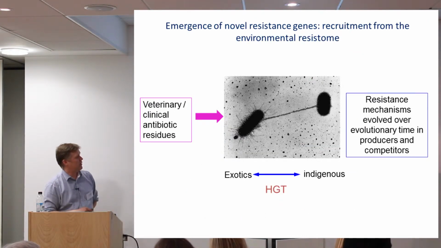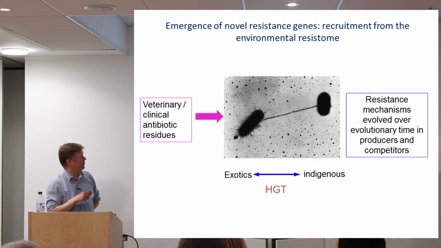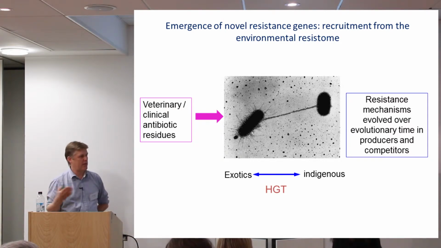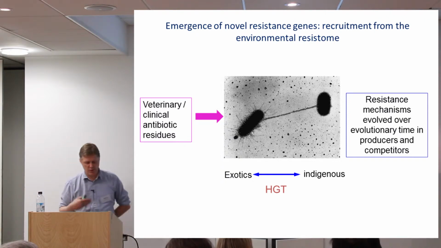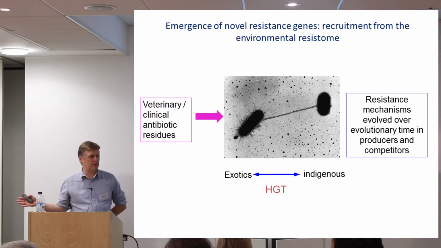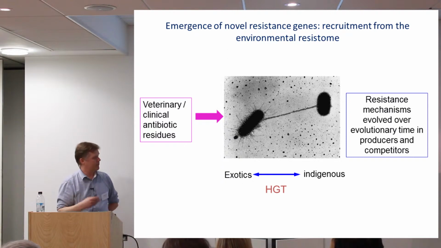One of the really crucial things is, under this selection of veterinary and clinical antibiotics and the residues that are present in the environment, how do these new genes get into human pathogens? We see all these extended spectrum beta-lactamases and carbapenemases. Where do they come from? They come from the environmental metagenome. But where does that transfer event happen? Does it happen in a polluted environment? Does it happen in the human gut? Does it happen in the animal gut? Well, we don't really know.